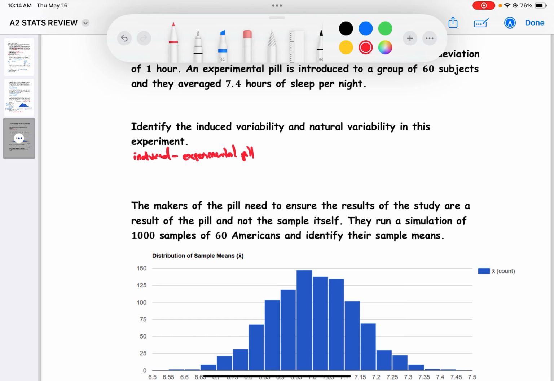But how could sleep vary naturally, right? Different sleep habits, genetics, even diet, right? How much caffeine you have before bed can impact your sleep a lot. So we need to know, right? Did the pill actually cause this, or was it just a sample of humans that just sleep more?